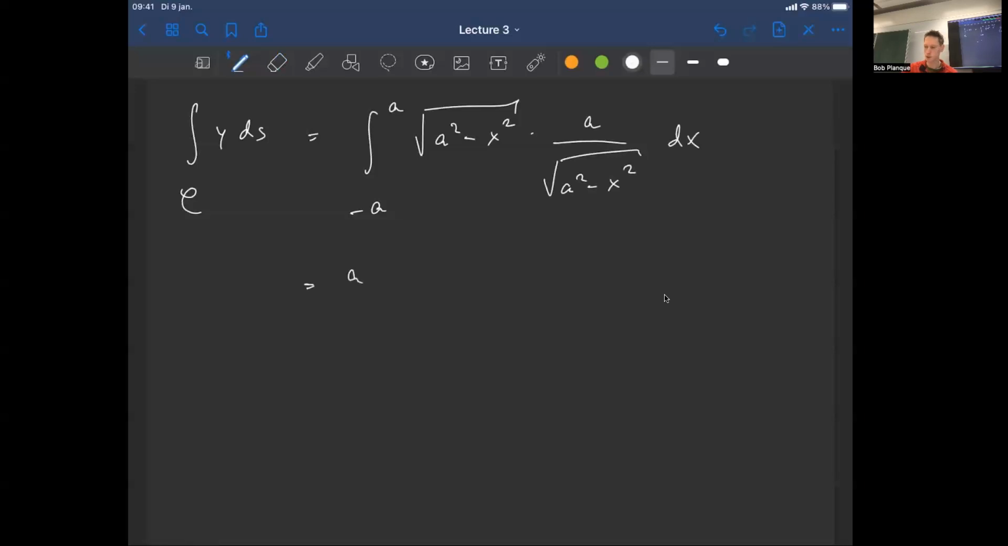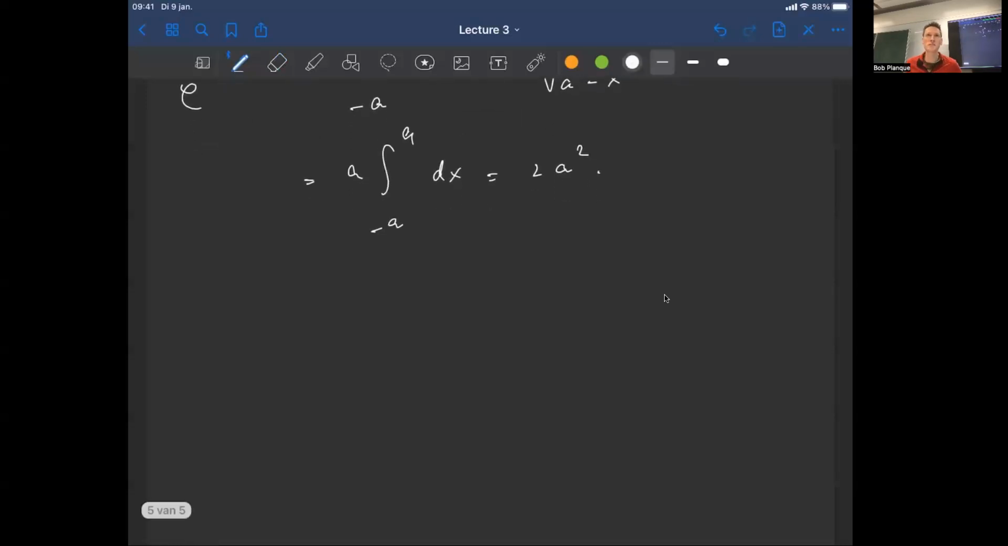And so this is a times the integral of dx from minus a to a, and this becomes 2a squared. And this is the same number as before. So the parameterization didn't matter. So your task really is to choose a parameterization that works easily. Writing down a parameterization is often not given, and you have to work on finding one for a curve, and then work with it and make your life simple.